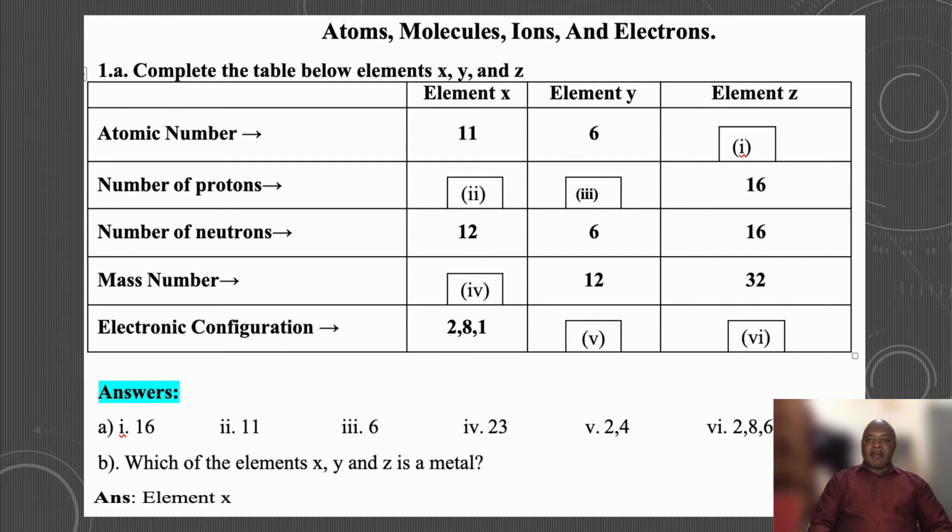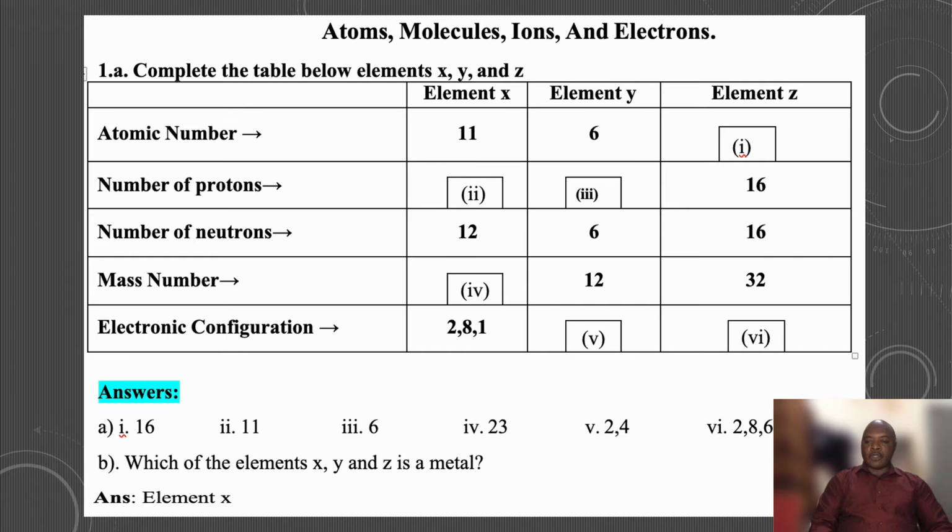For element Z, we have been given their proton number to be 16, and the number of protons is equal to the number of electrons. And now, the electronic configuration for element Z will be 2, 8, 6.